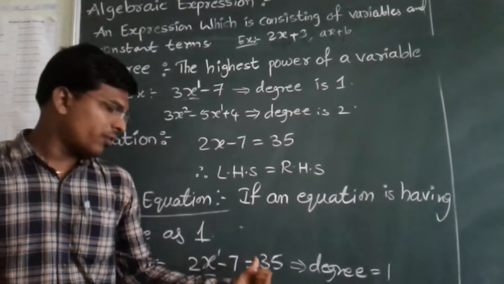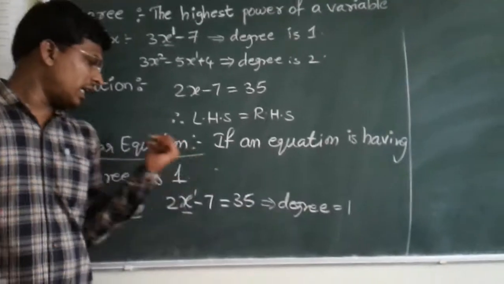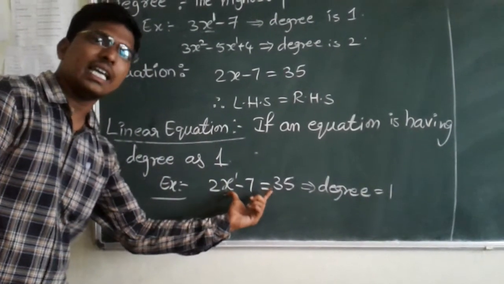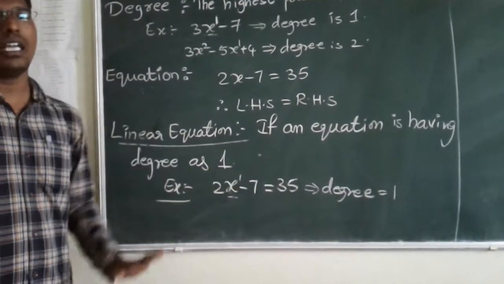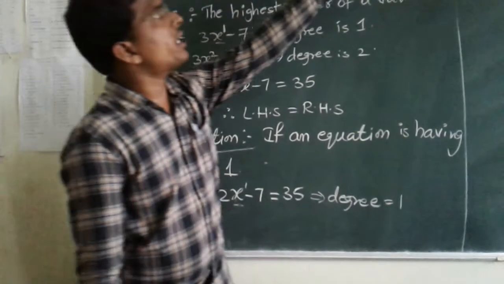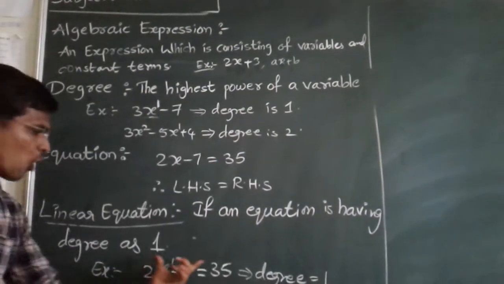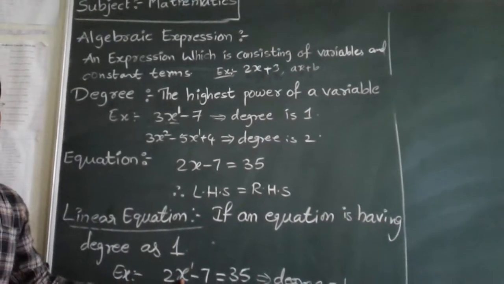Equation means that for an equality sign, there is something on the left hand side and something on the right hand side. Linear means this algebraic equation should contain degree 1. Then only we can say it is a linear equation. And what's our topic? Linear equation in one variable. So how many variables are involved here? Only one variable, that is x.